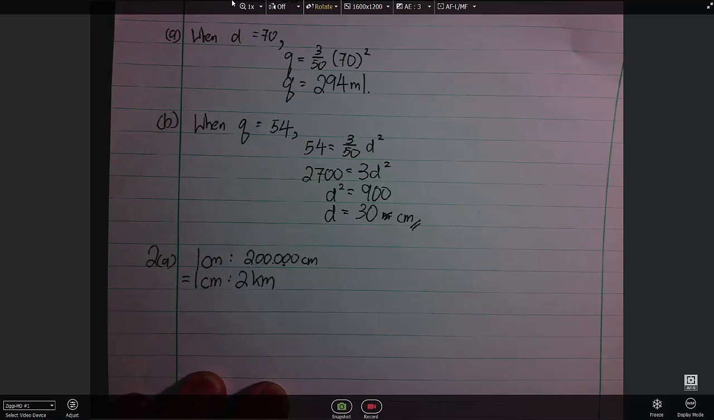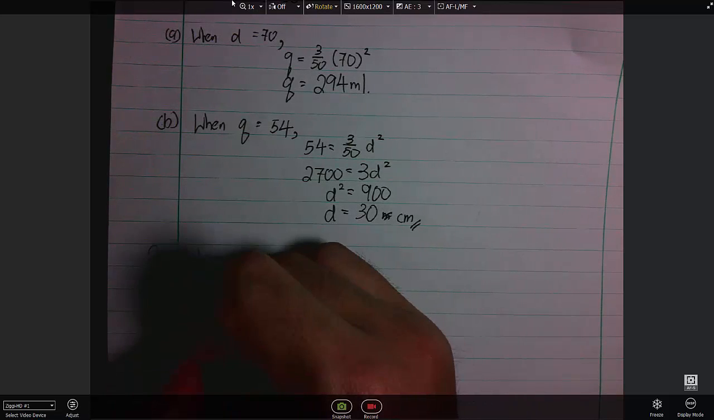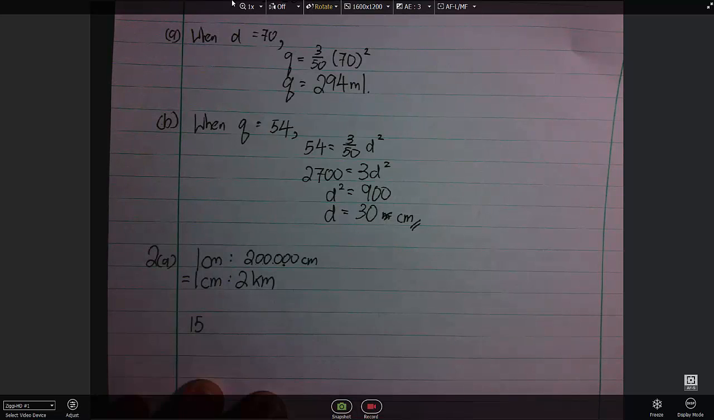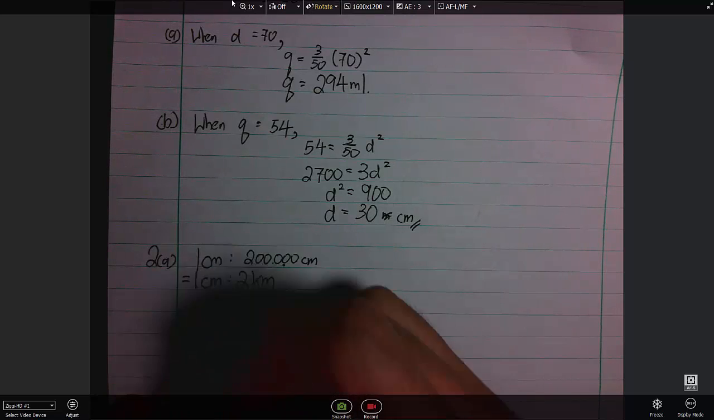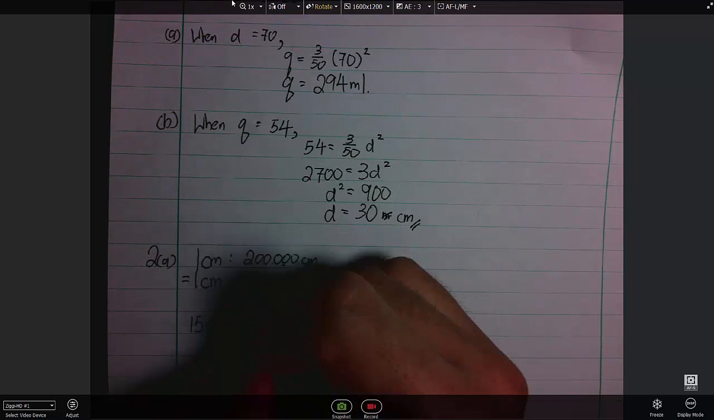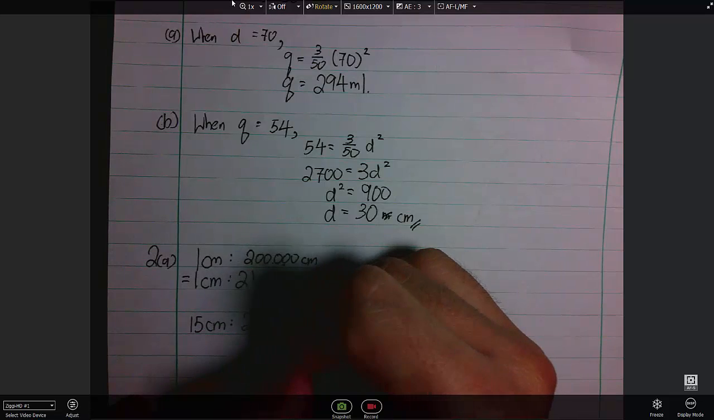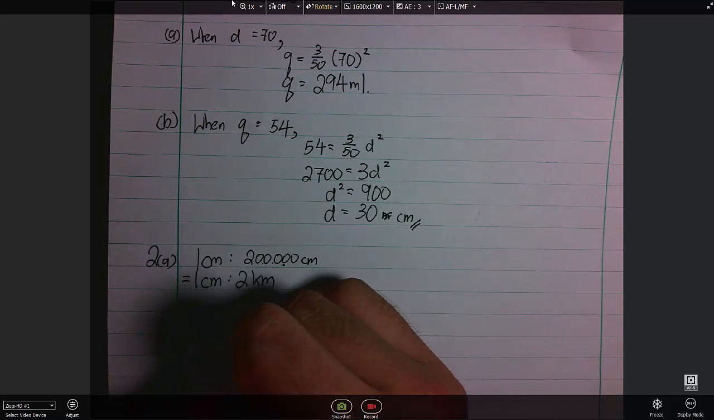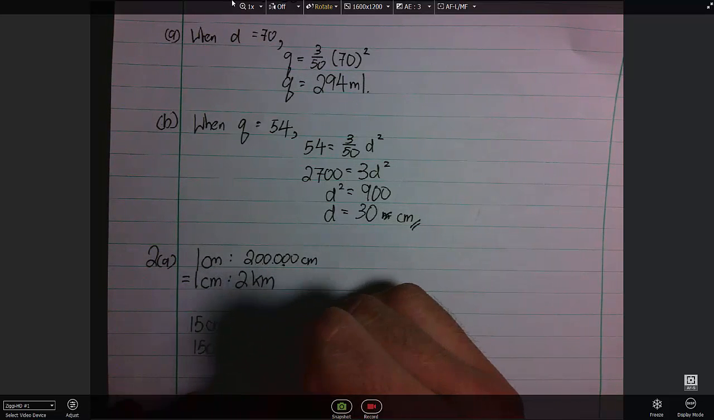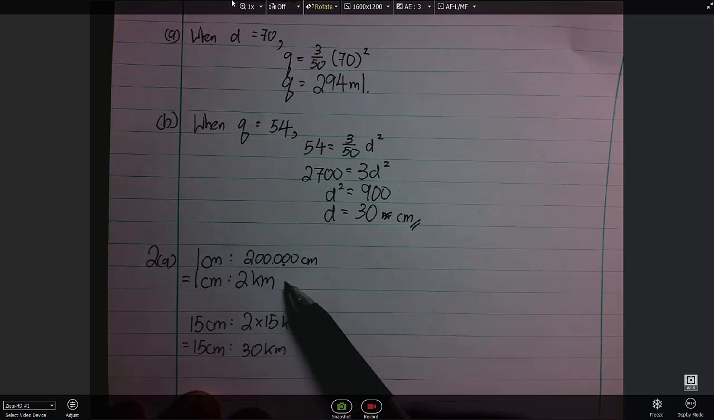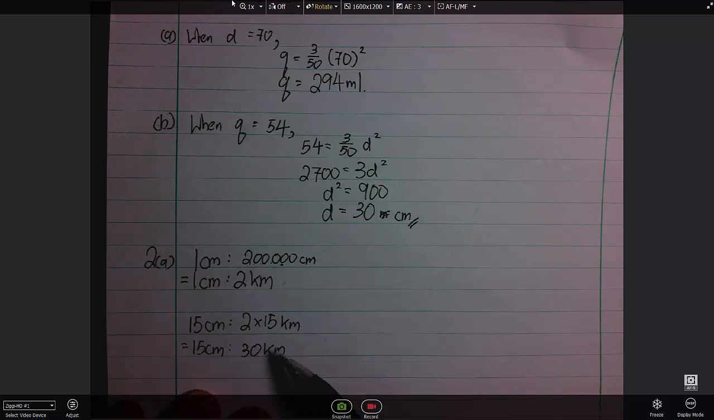So now the next thing we need to know is 15 cm. Here to here, 1 to 15, I multiply by 15. So similarly here is 2, multiply by 15 km. So in short, 15 cm will represent 30 km. So the first thing you must do is always form the map scale first, and then you get the required quantity. Now I go on to 2b.